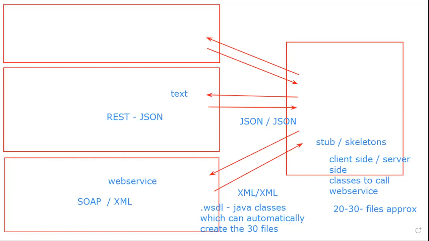You can create stubs and skeleton manually, but it will take a week's time. If you have WSDL, it will take like 10 seconds to create 200, 300 files. It is automatic. And why do we need stubs and skeleton? Web service is designed that way. Only a stub and skeleton can access it. That is the way it is designed. Without that, we cannot access the web service.